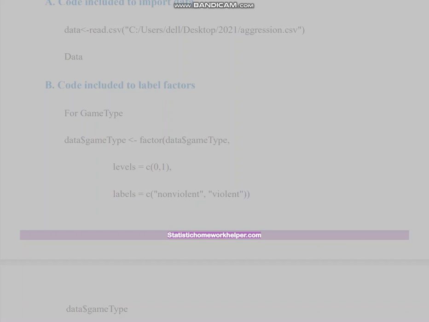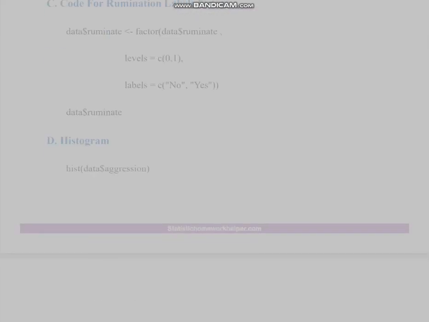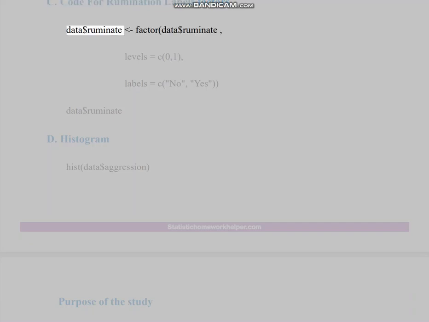C. Code for rumination labels factors: data$ruminate.factor, data$ruminate, levels equals c(0, 1), labels equals c(no, yes), data$ruminate. D. Histogram: hist(data$aggression).